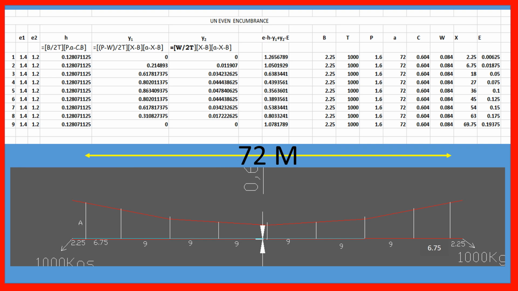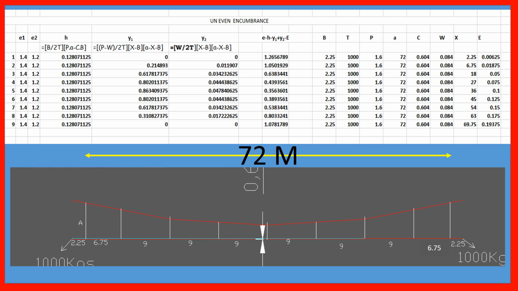What I have done is E1 minus E2, that means 0.2, divided by the span, that is 72 divided by 72, and multiplied by the distance of the dropper. At that distance, the dropper length for even span minus this E will give the accurate distance.